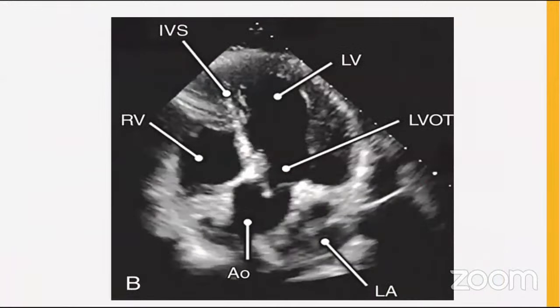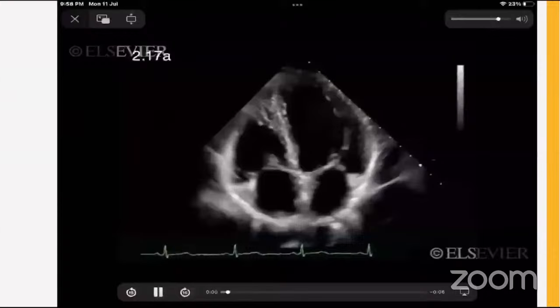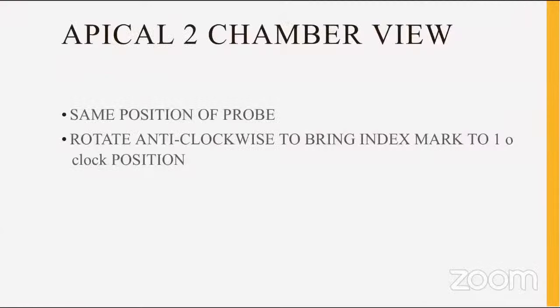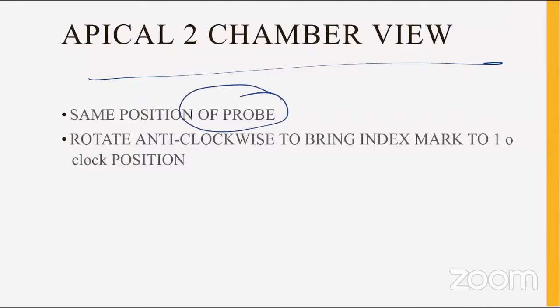Now this is an echo view, an apical 5-chamber view. Here we have this LA here, LV, RV, aorta, and aortic valve. So again a video. Then we have apical 2-chamber view. Okay. We'll keep the probe at the same position. We'll just rotate it anti-clockwise to bring index mark to 1 o'clock position. Then we have this apical 2-chamber view.